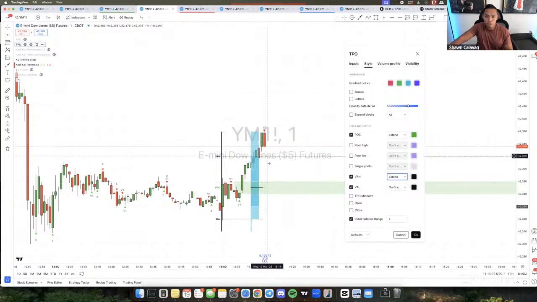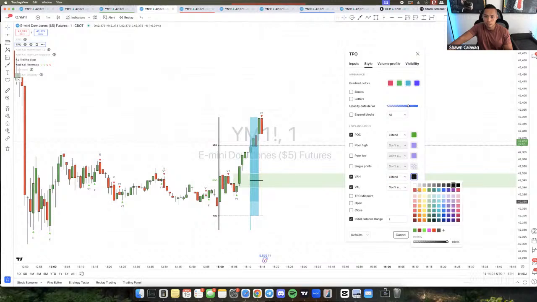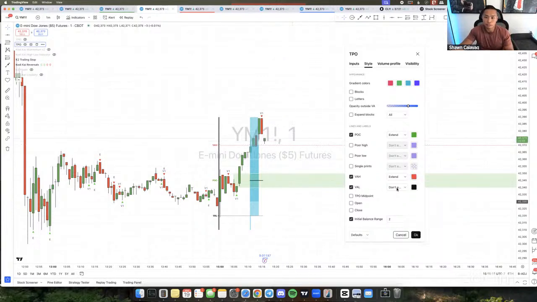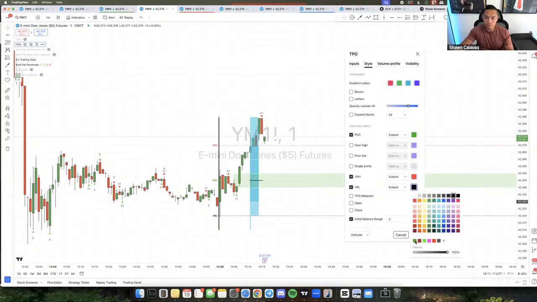For value high over here, I have this extended as well. And because this is usually a selling point, I have this as red. It's normally black, but I change it to red so that I know this is obviously where people tend to sell at. And then for value low, I have this to extend as well. And then I change this to green because that's usually where people buy from. So, I just try to keep it as straightforward as possible.